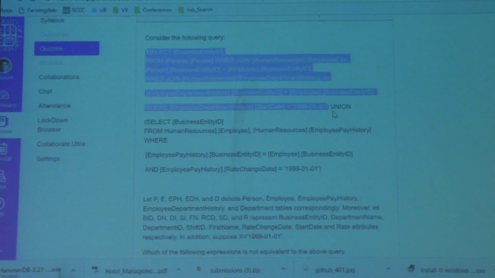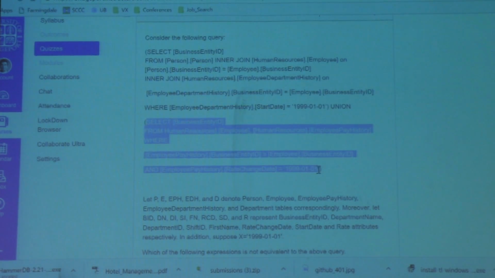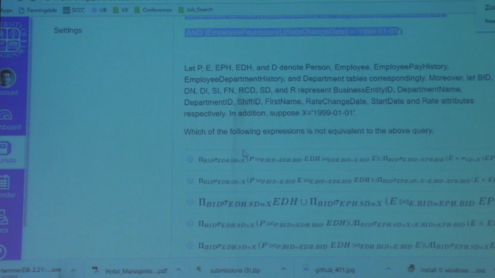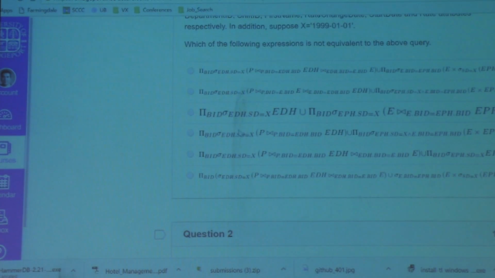This is the basis. What is the second query? All the people who got a change in their salaries on the first day of January 1999. So these are two queries. Suppose that these abbreviations are given to you. Let me make it bigger because these are relational. Which of the following relational algebra expressions is not equivalent to that query?